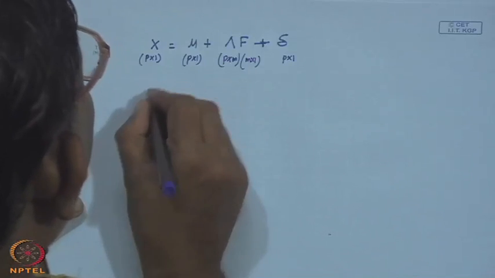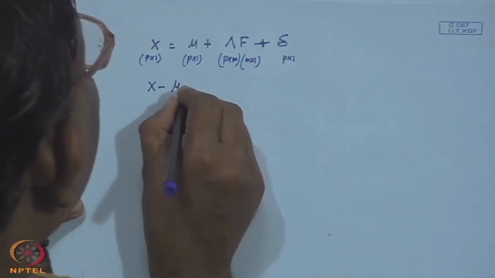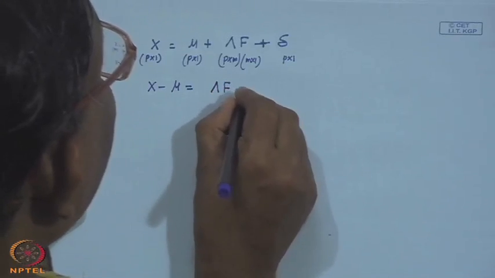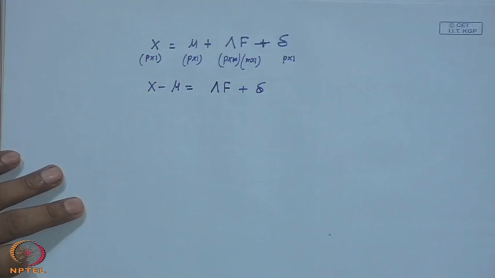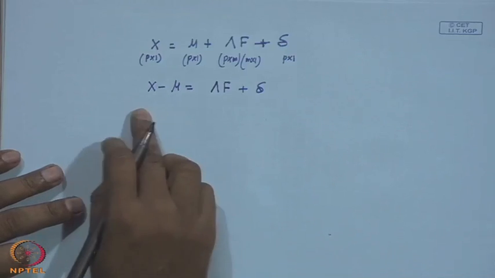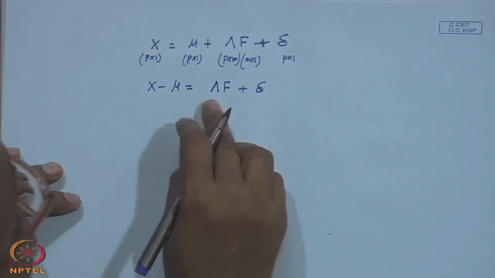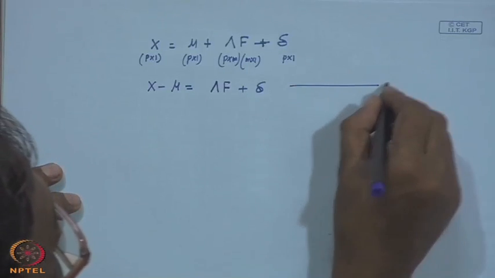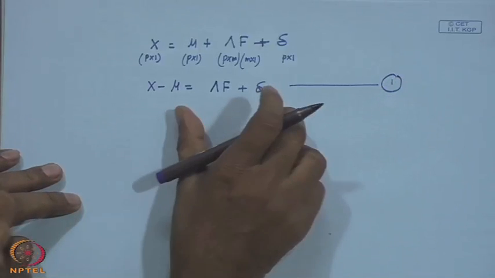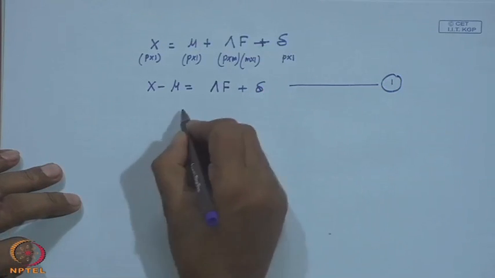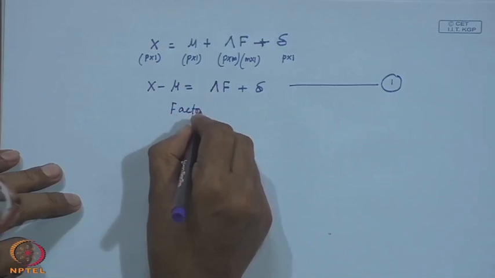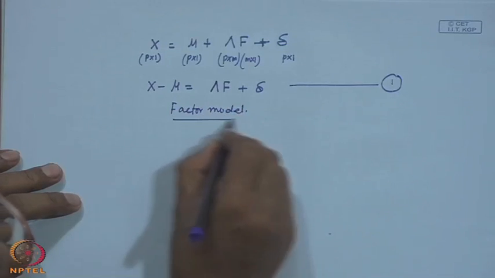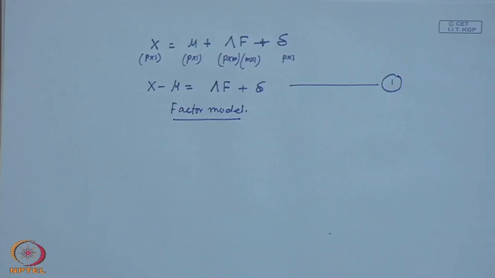So, now you can further simplify this: x minus mu equals lambda f plus delta. So, mean subtracted original variables is a function of the factors plus error. This equation, if I say equation 1, this is the factor model. Okay. This equation is known as the factor model.